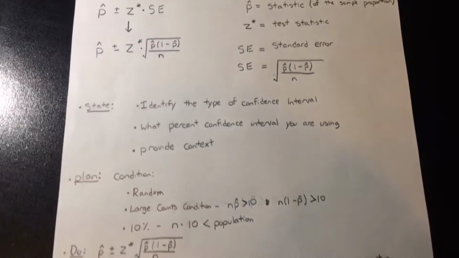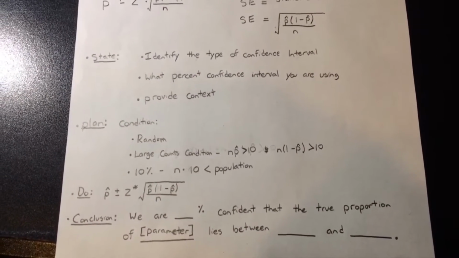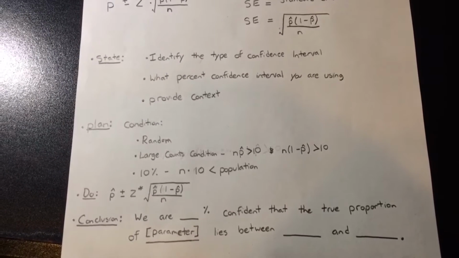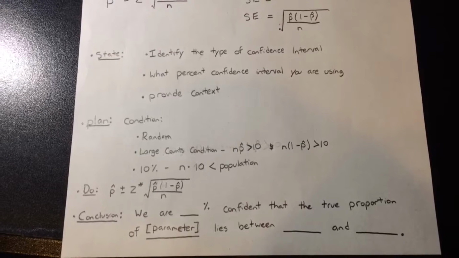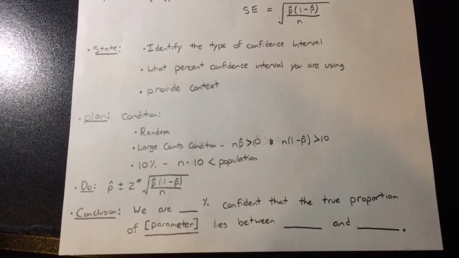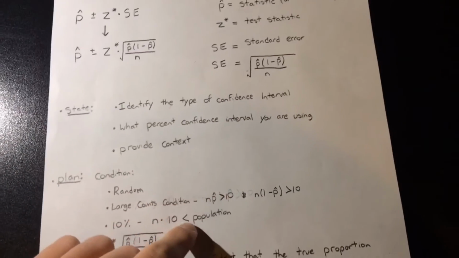And then we follow state, plan, do, conclude. For state, you have to identify the type of confidence interval, say what percent confidence interval you're using, and then provide context. For plan, we have to satisfy our three conditions: random, large counts condition, and the 10% condition. And we'll be using these two equations.